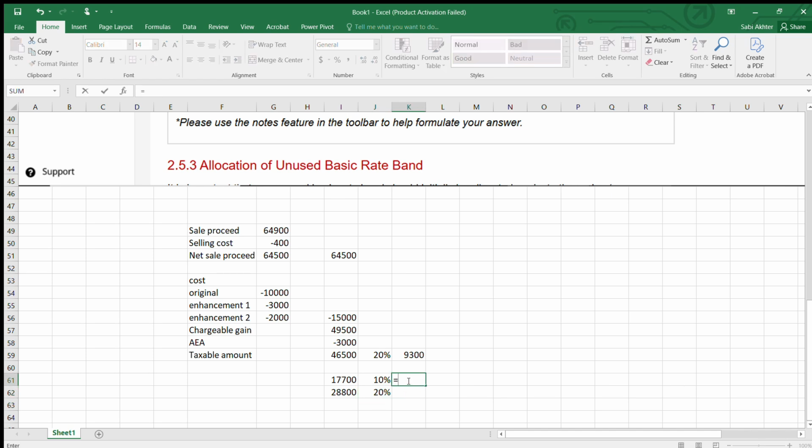Now, and the sum of the two. So part B, this is the answer. This is your CGT payable, 7,530. Now moving on to part C.